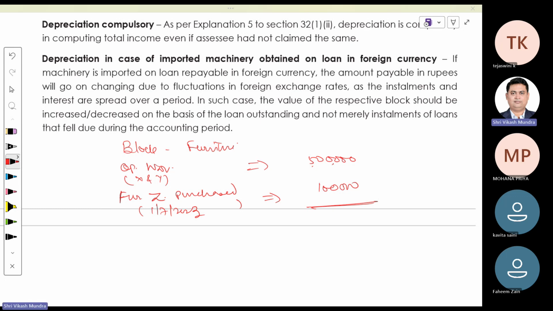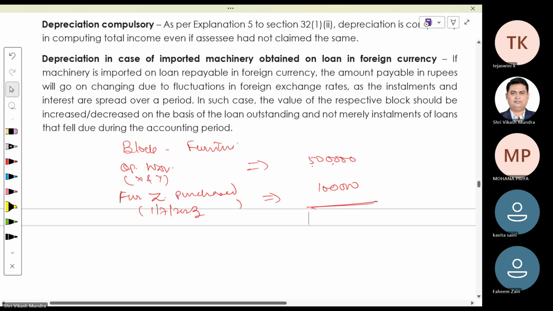Please calculate depreciation in this case. We have 1 minute time to calculate depreciation. Please reply quickly. Okay.